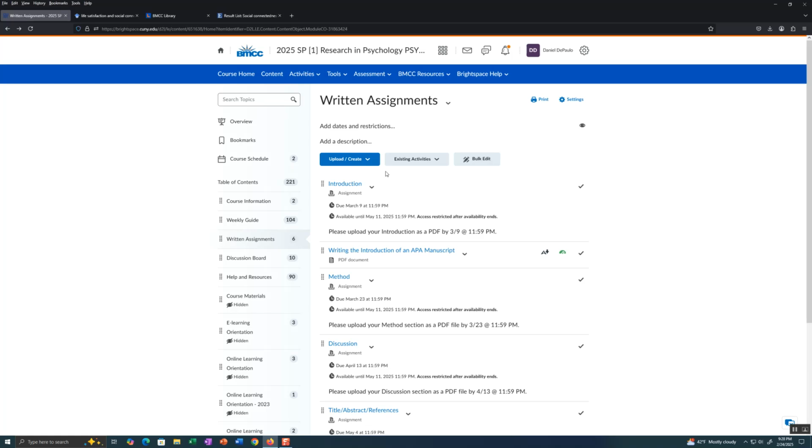Very basic introduction, nothing too complex. But you need to get the articles, you need to read the articles, and you need to be able to summarize the articles. And then make sure you paraphrase and cite within those articles. There should be no direct quotes. And that's pretty much it for the introduction.